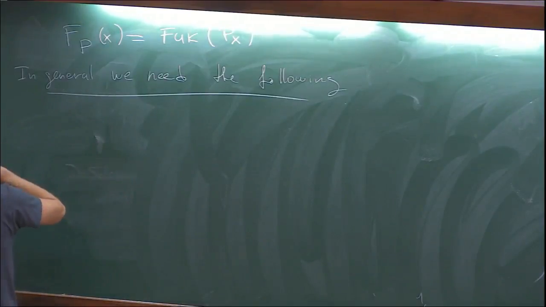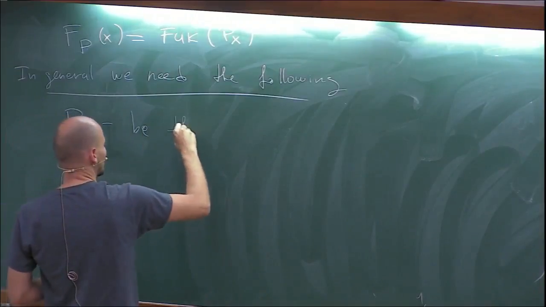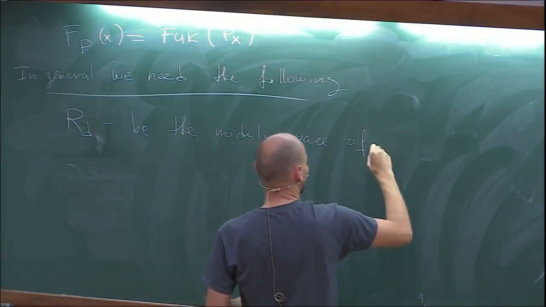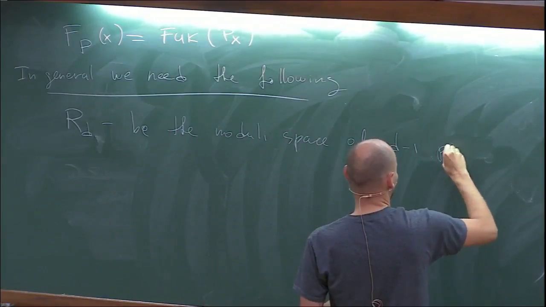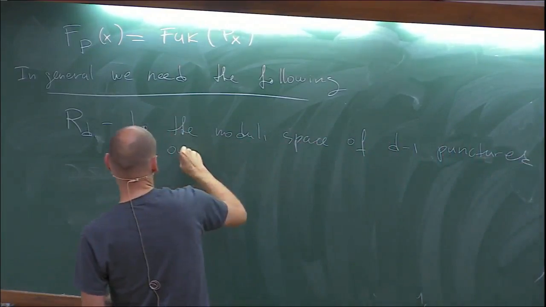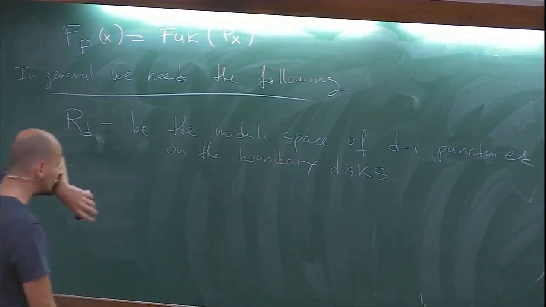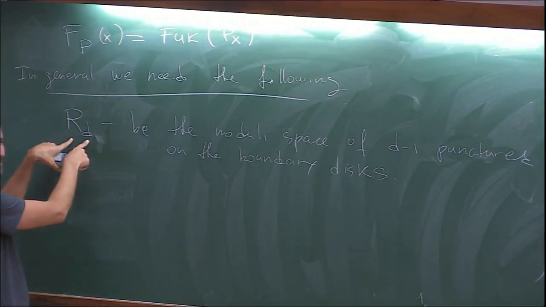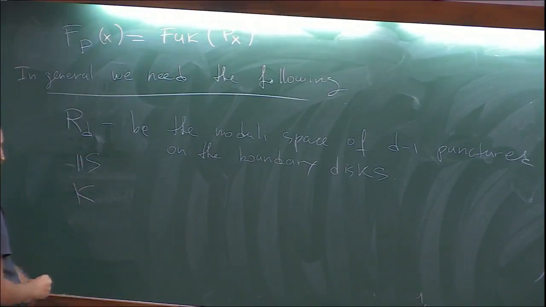Okay, so let R_D be the moduli space of D-1 marked disks, or D-1 punctured on the boundary disks. I think actually it was called R_{D-1} in Seidel's book, but I'm shifting this subscript to better coincide with the Stasheff space K_D.